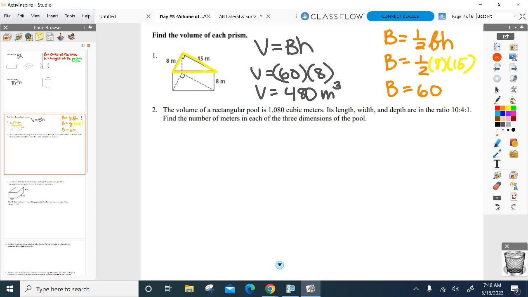All right, that was fun. Any questions? Ready to do some reading? Left to right, put them together, forms a sentence. Ready to roll? Oh, we got a rectangular pool. 1,080 cubic meters. Okay, can everyone just stop here?